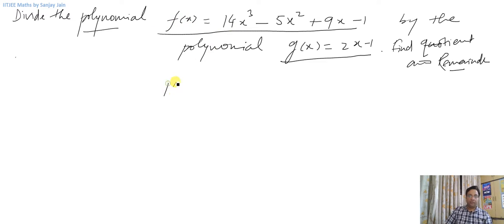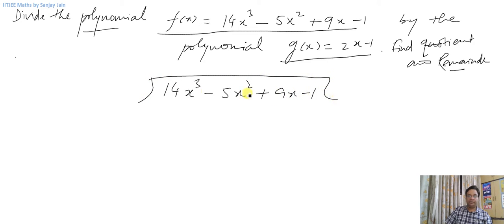Okay, so to divide this f of x, 5x square plus 9x minus 1, it is to be divided by 2x minus 1. Now to divide this polynomial, we just focus our attention on the first term here and the first term of the divisor, and think how to create this term from this term. I have to multiply this term with a certain polynomial to obtain this term. So what do I multiply this term with to get this term?